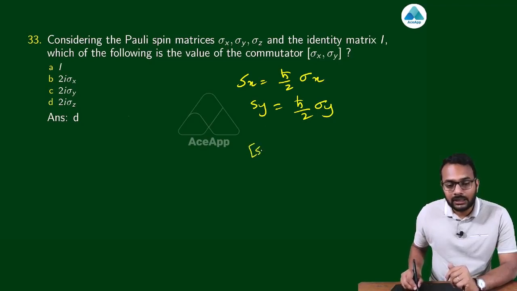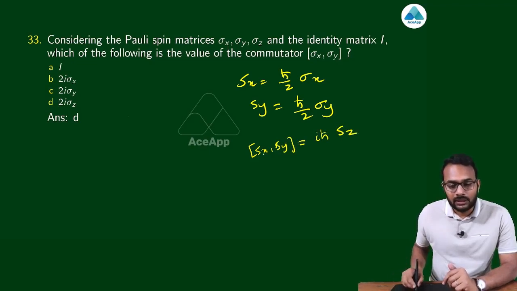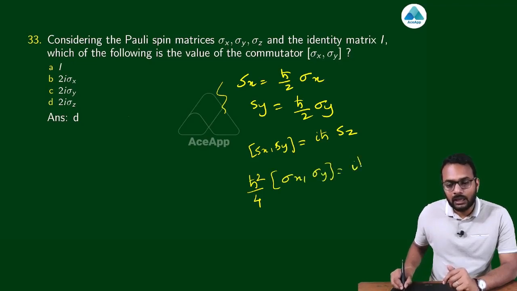So we know that Sx with Sy, these are angular momentum. So this is equal to this, we know: i h cross Sz. In other words, we can write h cross squared divided by 4 times sigma x with sigma y is equal to i h cross Sz, and Sz is h cross by 2 sigma z. You see that all this will go.